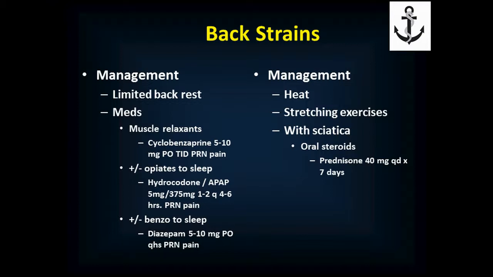Also, heat over the area, people will often say helps. Cold may help. People seem to like heat more. Gentle stretching exercises once the back starts to feel better, and you can talk to medical control about those. There's a million of them online. And if they've got sciatica symptoms, we add oral steroids, prednisone 40 milligrams a day for 7 days, and that helps with the inflammation of the sciatic nerve.